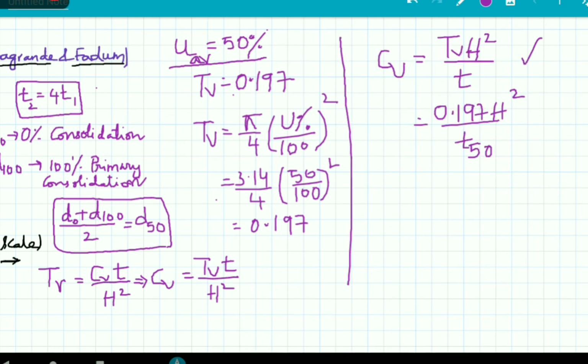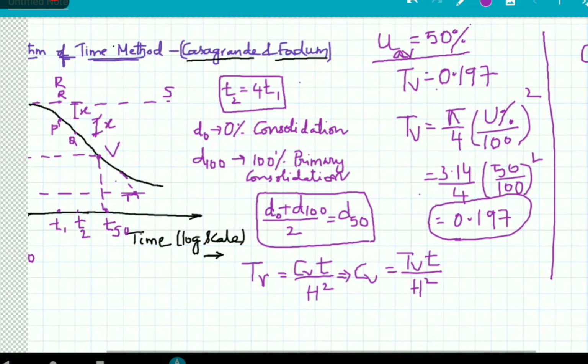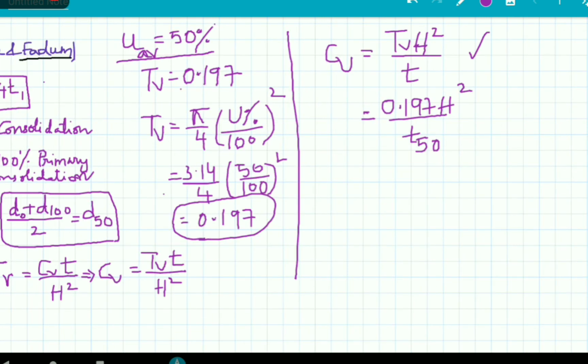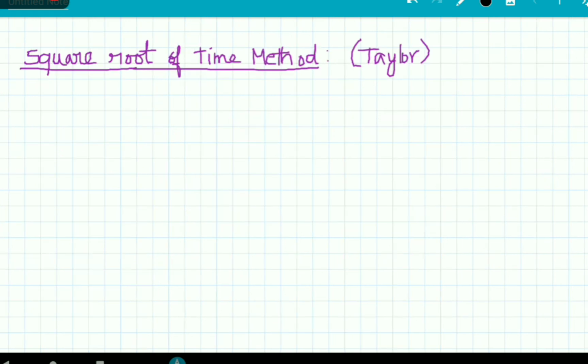So from equation, coefficient of consolidation equal to time factor into h square by t. Here coefficient of consolidation is 0.197 h square by t50. This 0.197 is for degree of consolidation 50%, and this t50 I'll obtain from the graph, the corresponding time reading for point V. In this way we calculate coefficient of consolidation for logarithm of time method.